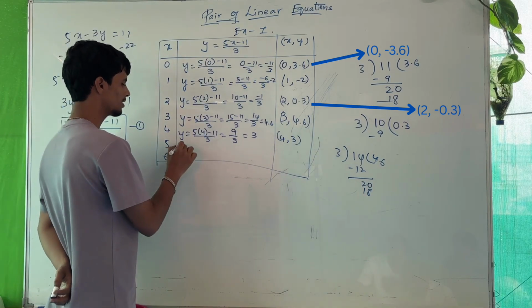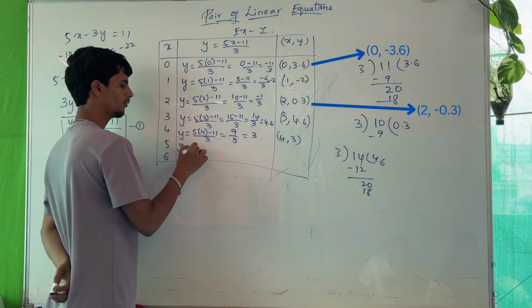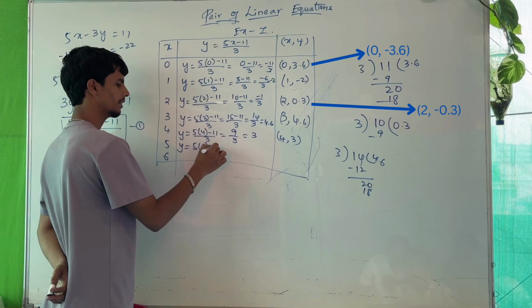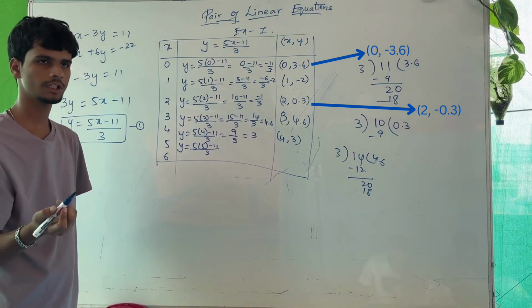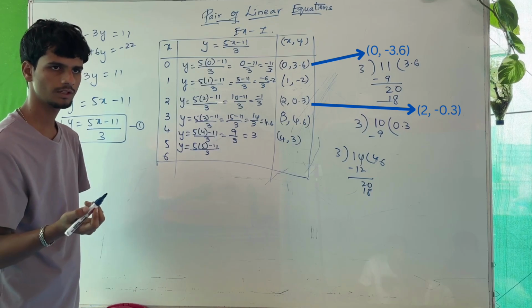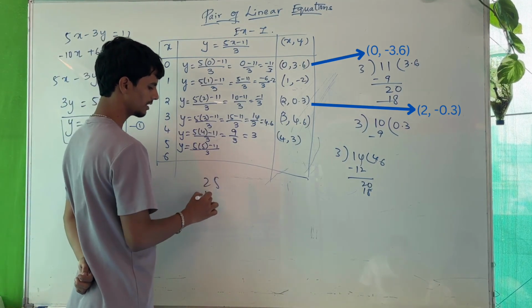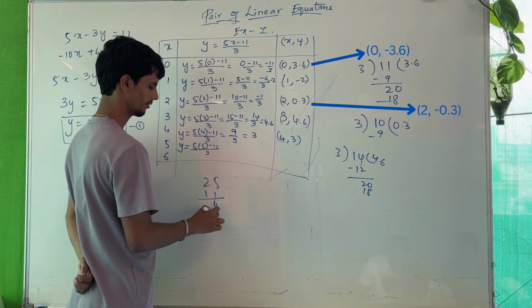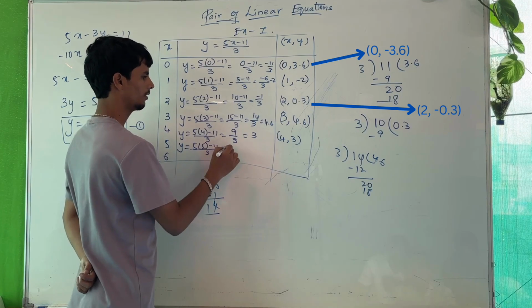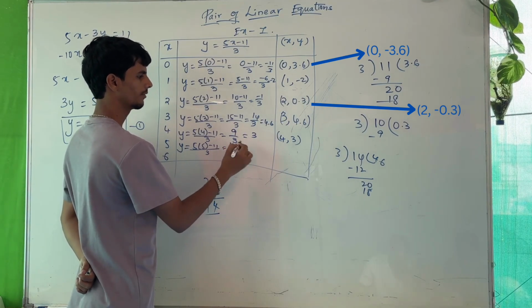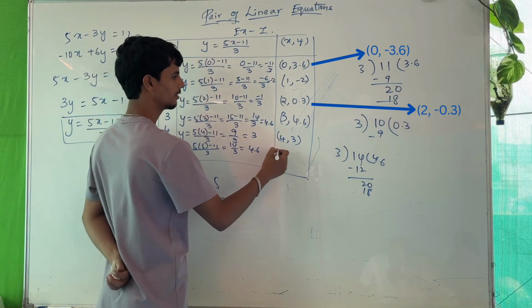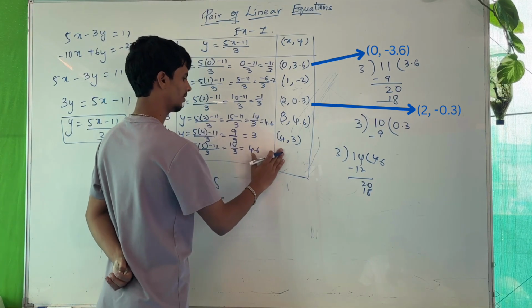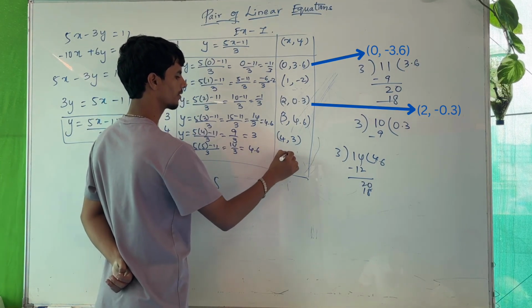Next, if we place 5, y is equal to (5 into 5 minus 11) by 3. 25 minus 11 is 14. Is it 14? 25 minus 11, 14. 14 divided by 3. We already know the value. 14 divided by 3, that is 4.6 again. So 5 comma 4.6.